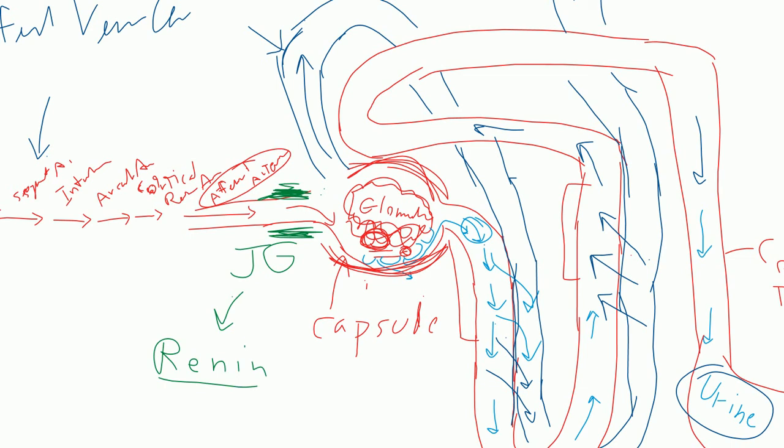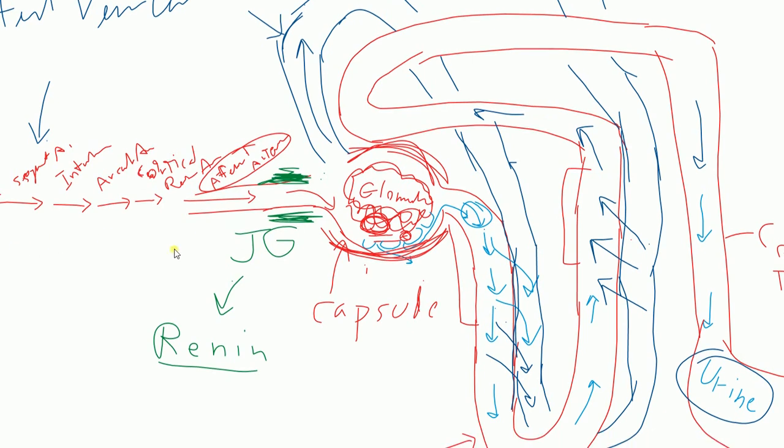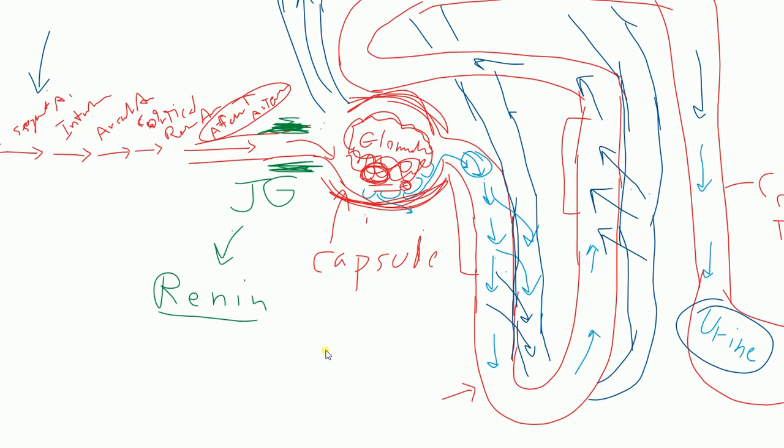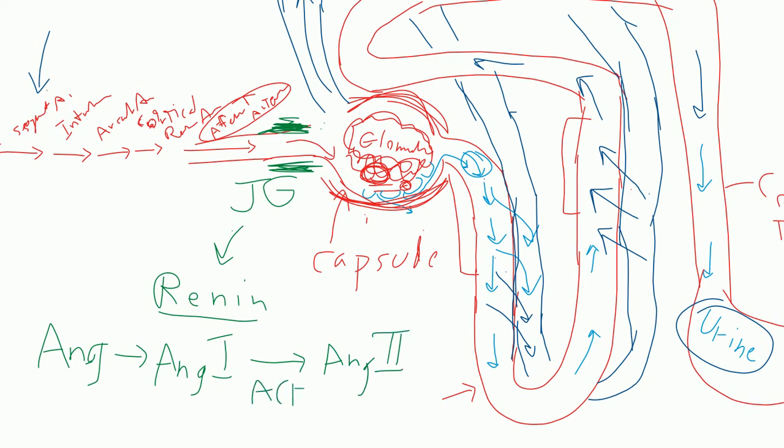Because once the renin is secreted, it will go and find a substance called angiotensinogen. Angiotensinogen is the zymogen. It will turn itself into angiotensin 1 and eventually into angiotensin 2 with the help of a little enzyme called angiotensin converting enzyme, whereas your renin works on this step right here. So, all right, two different enzymes.